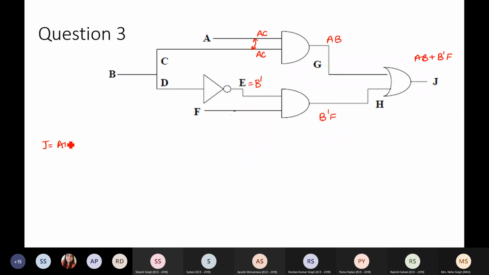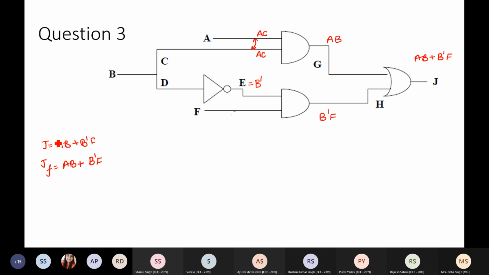Find out the faulty value. So J comes out as AB plus B'F, and the faulty value of J, instead of having this value as A·B, what will it be? It will still be A·B, because now here it is AC, the faulty value. Both the inputs are AC, so the output of the AND gate will also be AC. C is equal to B, so the value is AB. So JF is again equal to AB plus B'F.